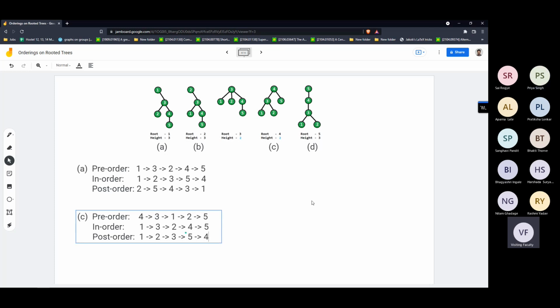So A and C we have done, and D is for all of you guys. You should try it. D is an exercise. B and D actually. So B is also an exercise. Is that fine?